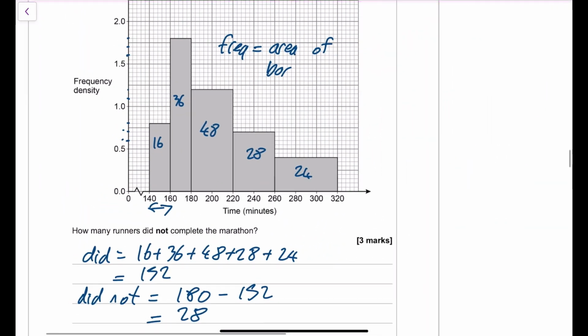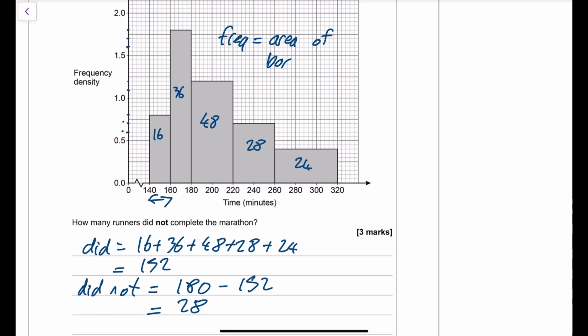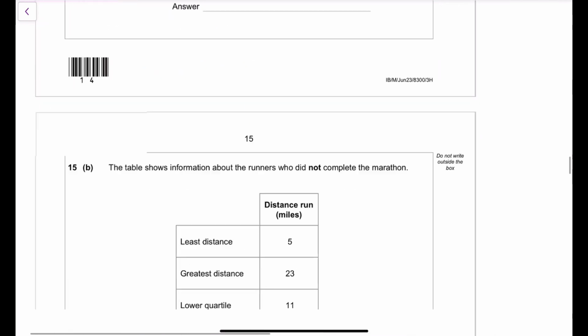So you've got to work out the area of the bars. Be careful with the scale. You saw me messing that up there. Just check the scale. And then find the area of the bars, and then take it away. Right, hopefully that's us done.